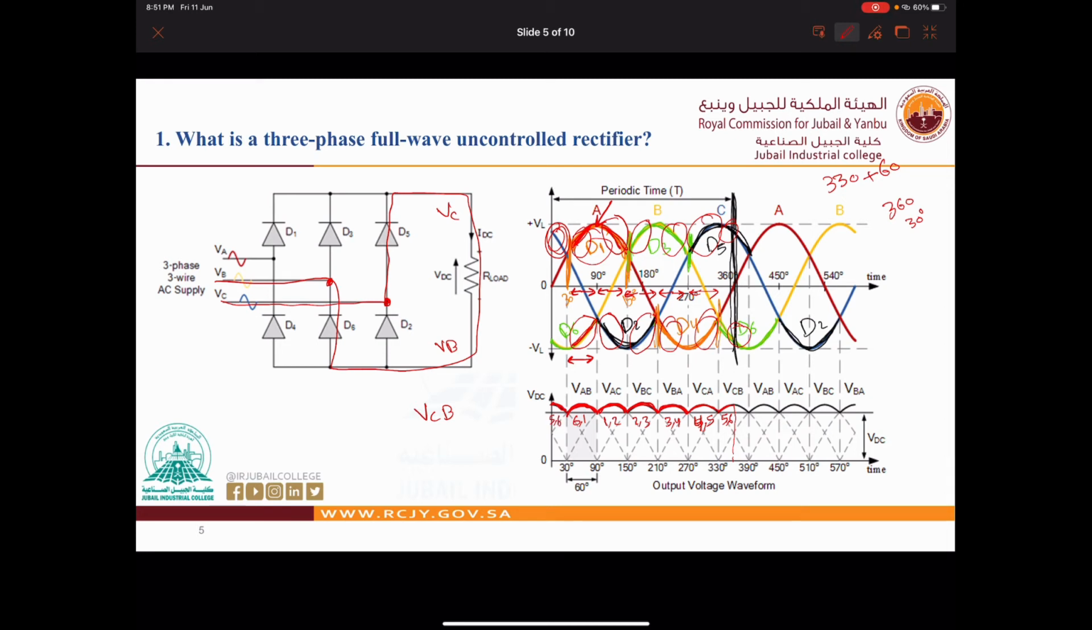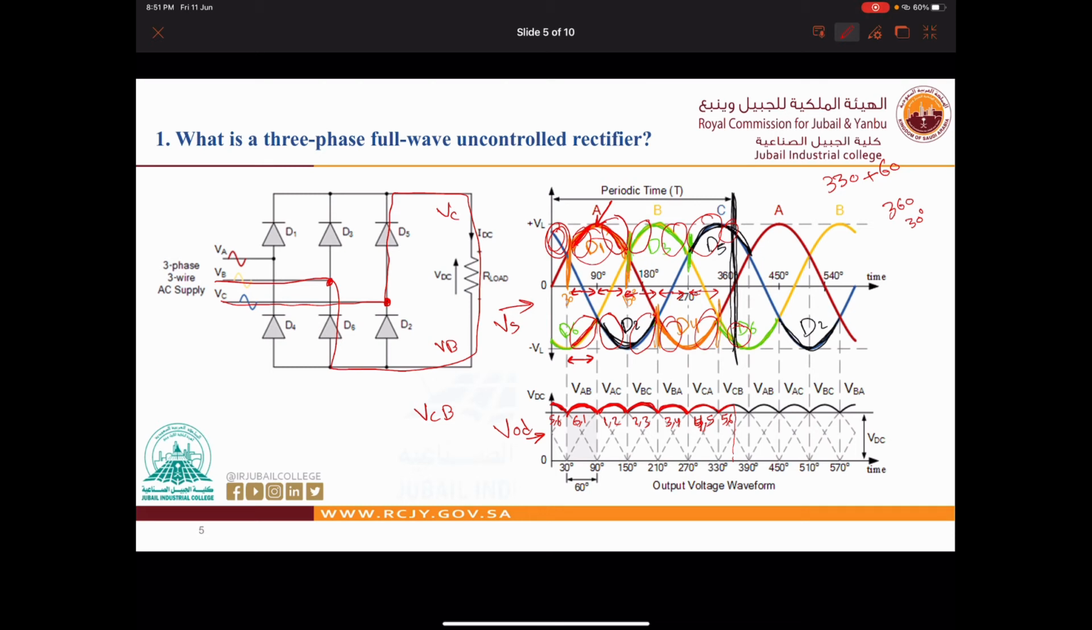So this is the repetition of the waves, and this is the output voltage V out DC. So this form is for the V out DC. This waveform is for the V source.